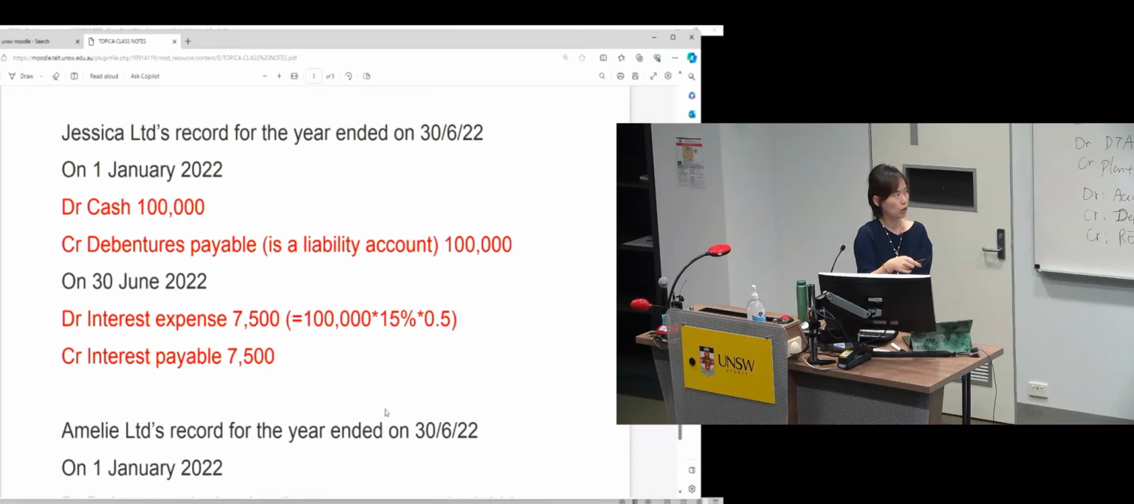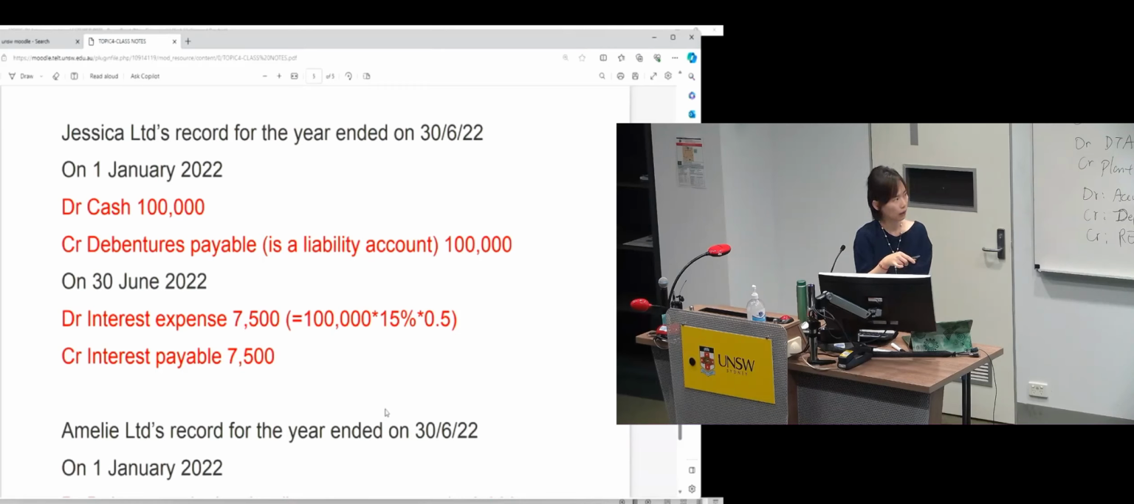Now on 30 June 22, that is our reporting date, we are going to recognize the interest accrued. So how do you know the interest is accrued, not paid? Because the interest is payable on 1st January each year, and your reporting date is on 30 June. So there's half-year interest expense that is accrued by the company, and therefore needs to be recognized. So debit interest expense, credit interest payable.